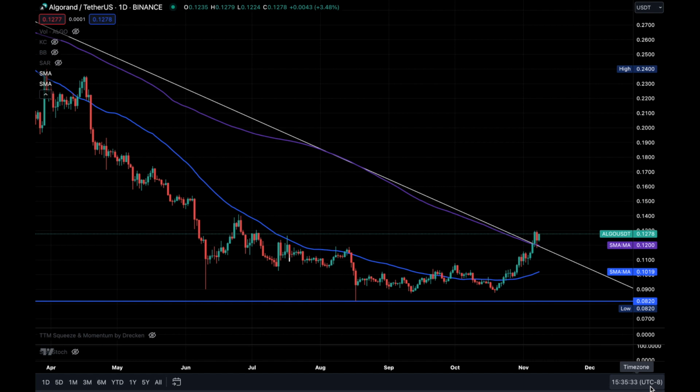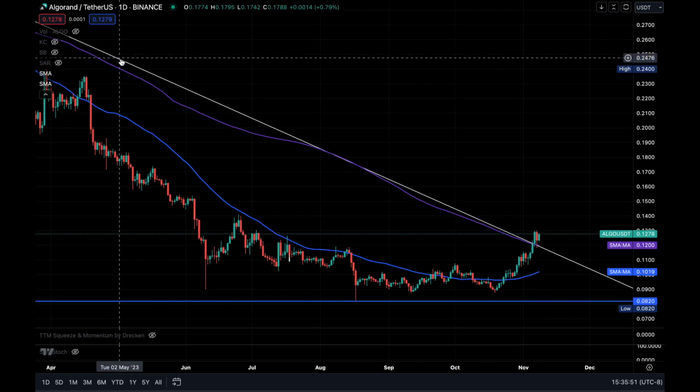We're going to focus on Algorand today and talk about it. Have the bulls returned? So right now, I have the Algorand price chart pulled up on the daily chart, and we are going to analyze this a little bit.